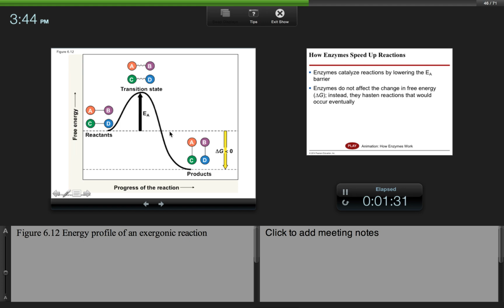Now in this case, this is an exothermic reaction because the free energy of your products is less than the free energy of your reactants, or delta G is less than 0, or negative.